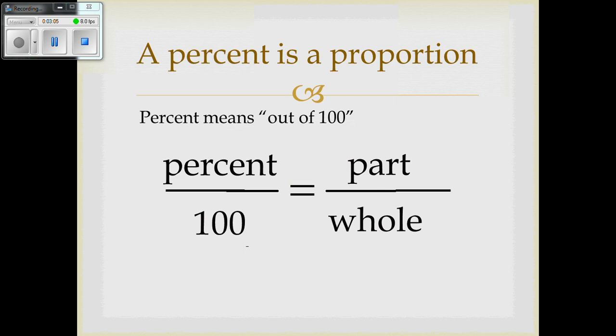How is a percent a proportion? Well, percent means out of 100. So what we're doing is we are comparing, if we had, for instance, 30%, that would be 30 out of 100. And then we might want to find out how many that is out of 50. So that would be our whole, and our part would be the matching piece that goes with percent. So 30 out of 100 would be equal to 15 out of 50.